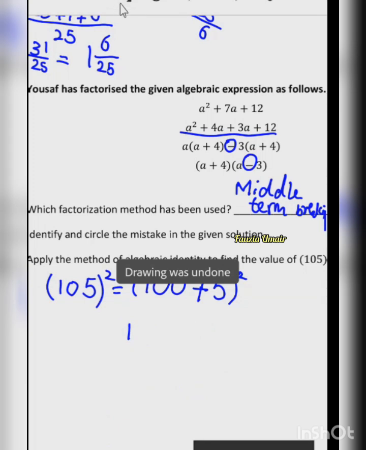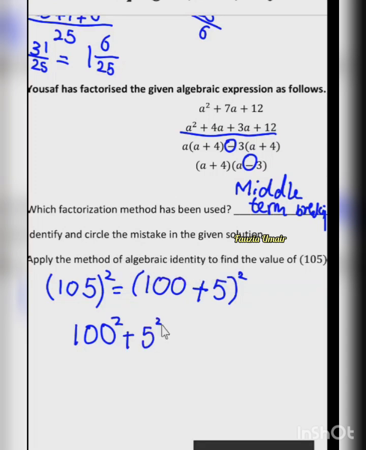Which formula can we use here? Formula 1. So there is no need to write down the formula, we are familiar with this. Formula 1 is a square plus b square plus 2ab. So now what would be the answer? What is 100 square? 10,000. 1 square is 1 and the double zeros will be changed into 4 zeros.